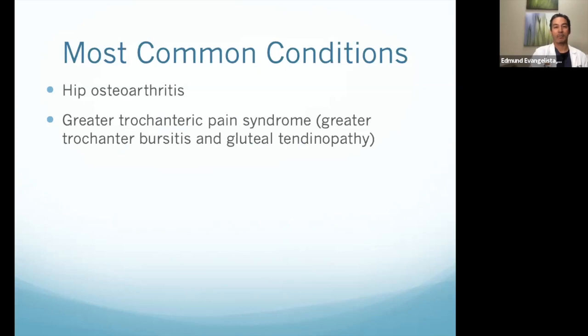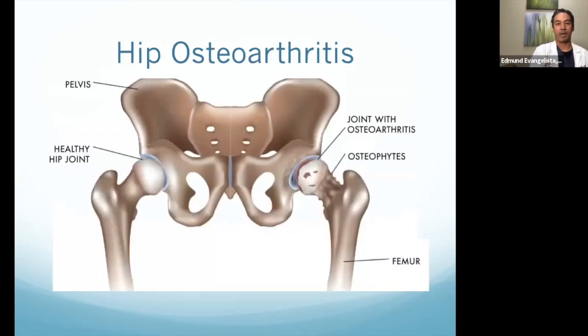So now I'm going to talk about the two most common conditions that we see in patients that present to our clinic with hip pain. The first is hip osteoarthritis, and the second is greater trochanteric pain syndrome, or greater trochanter bursitis and gluteal tendinopathy. So first I'm going to talk about hip arthritis or hip osteoarthritis. Again, that's a wear down of the cartilage, the articular cartilage in the hip joint.